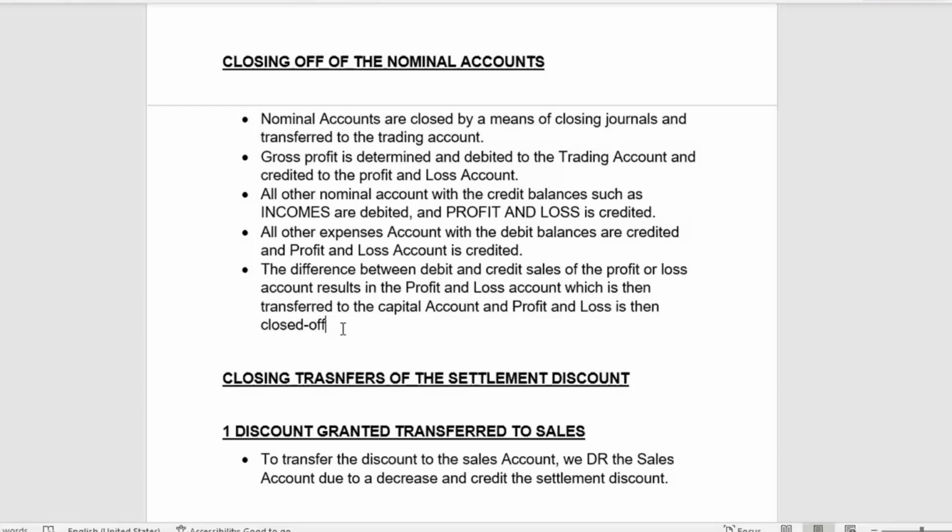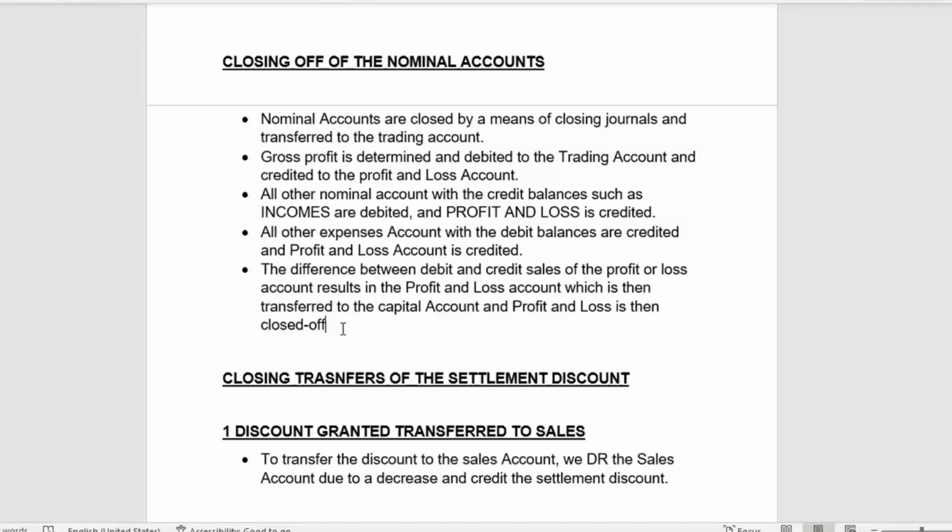But bear in mind that initially, the normal standard says that income increases on the credit side and decreases on the debit side. But when we do what's called the closing of the nominal account, the incomes are debited and the profit and loss account, which represents the expenses, is credited. So that's when you are actually doing the closing transfers.